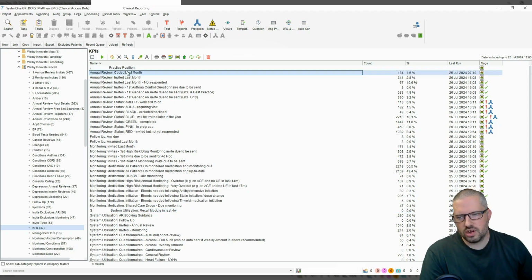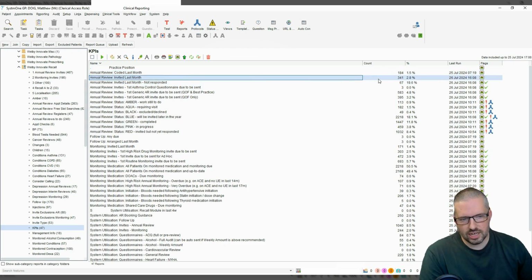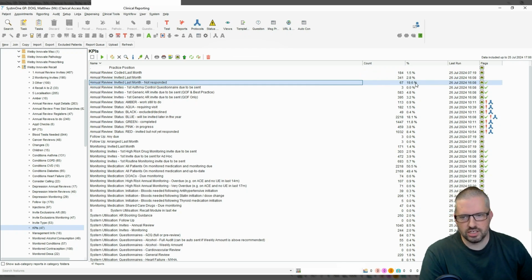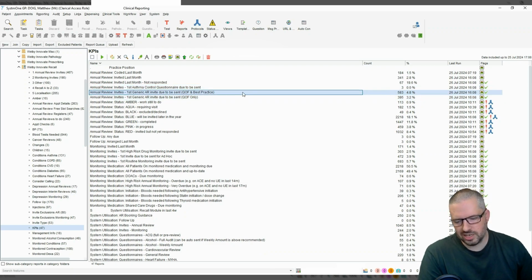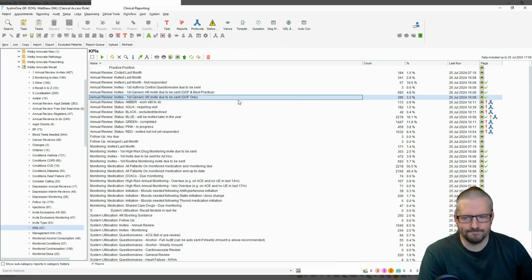So you've got a kind of annual review section here. So we're looking at how many annual reviews were coded last month, who was invited last month, who was invited last month and hasn't yet responded. Then this is a position about how many invites are due to be sent. So for this practice, quite a lot. We only just put September's in, so I don't think September invites have been sent. But you can see also the difference between QOF and best practice and QOF only.